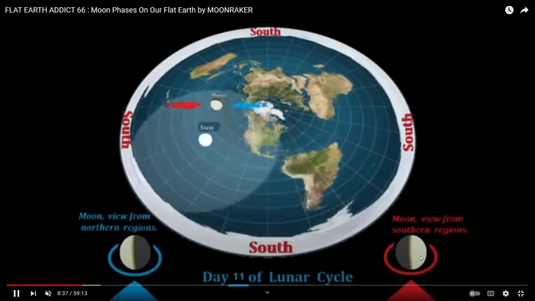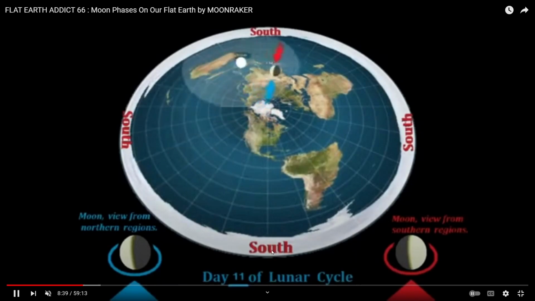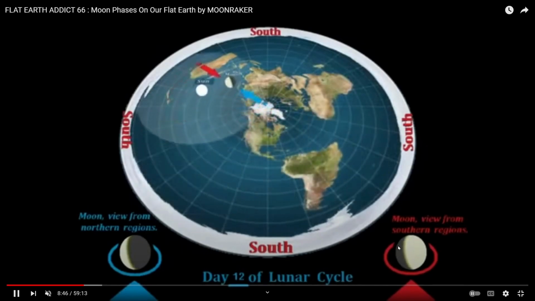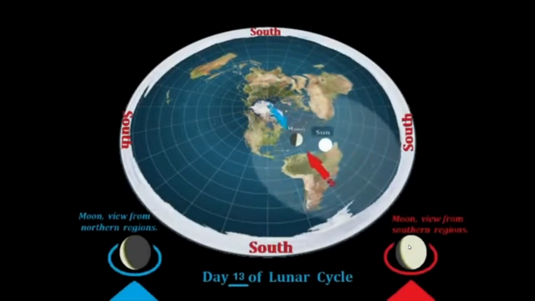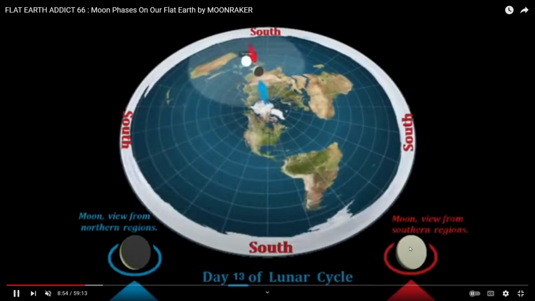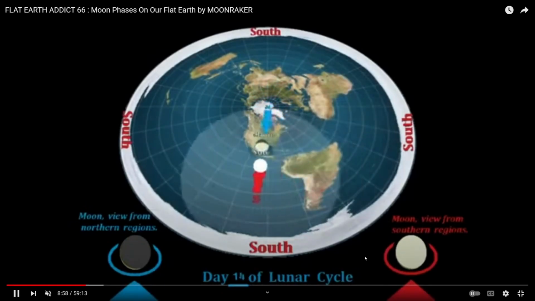It doesn't even claim to. It claims that the image or the view of the moon is going to be different in the south and the north, which is not true at all. You're going to see the same phases of the moon no matter where you are, and that's just a fact that's indisputable. So I don't know why this video goes on for an hour and shows nothing but this for an hour.